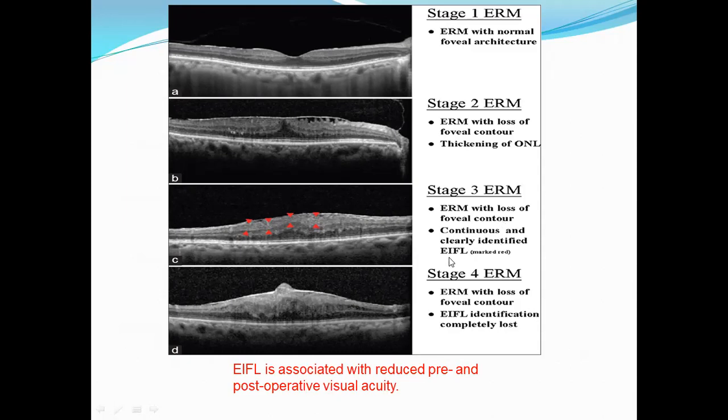So basically, if the ectopic inner foveal layer is present, then we call it stage 3 ERM, and it is a bad prognosticator sign.